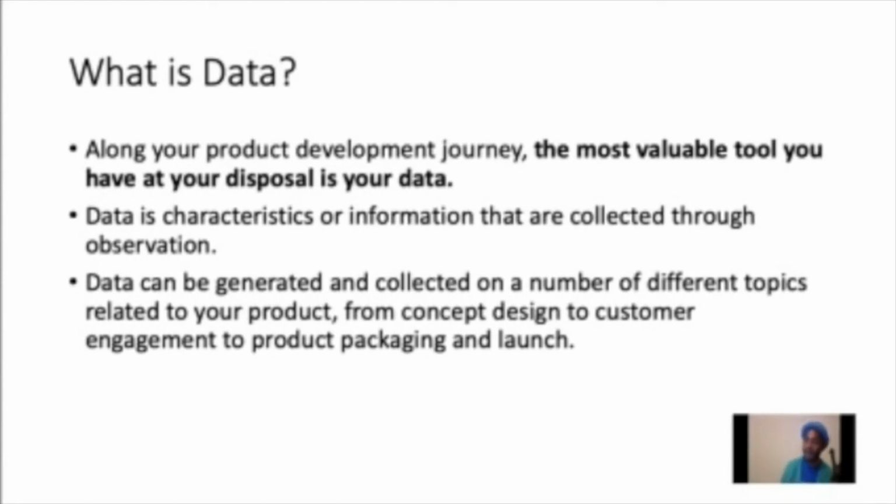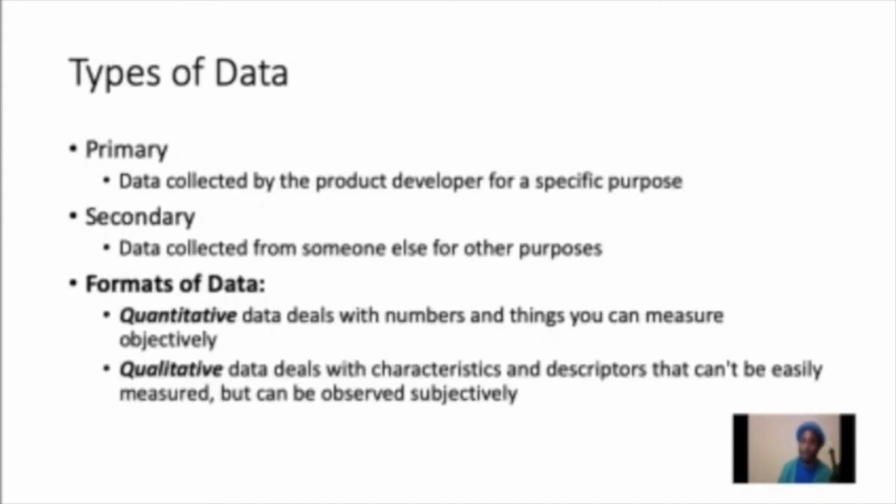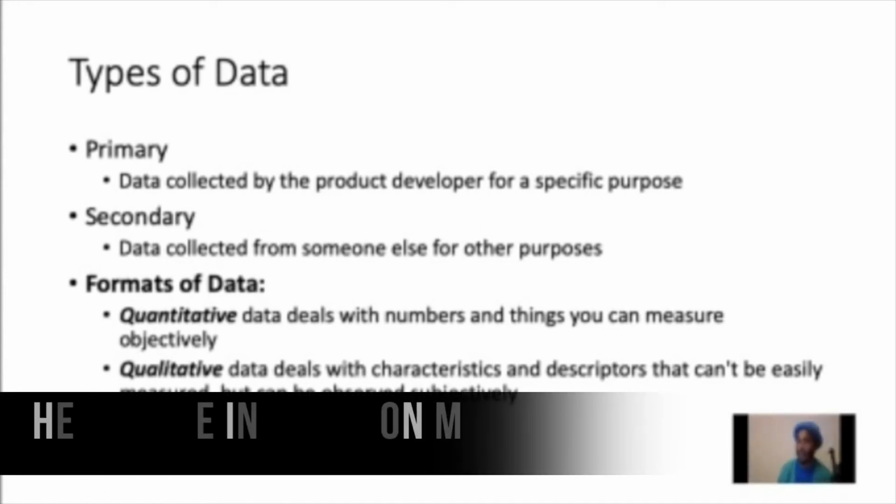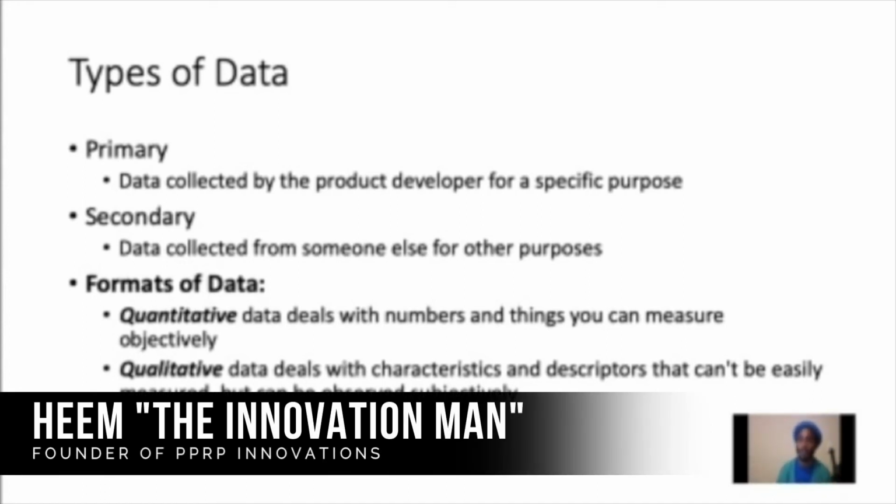So data is something that can be generated, again, on a number of topics, and you can generate data at any point of your product development journey, whether you're developing a design or trying to bring your product to market. Each and every stage of your product development journey is an opportunity for you to collect data. So there's two types of data. There's primary data, or the data that you collect, data that you own, data that originates from your efforts. And then there's secondary data. That's data that's been collected by somebody else, for some other purpose, but you found it and you're using it for your particular issue.